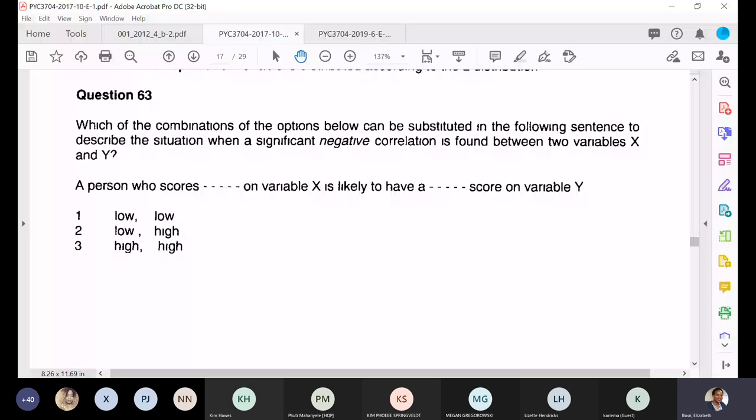Question 63, which combination of the options below can be substituted in the following sentence to describe the situation when a significant negative correlation is found between two variables X and Y? So a person who scores blank on the variable is likely to have blank their score on the variable. So now you need to think about X and Y.